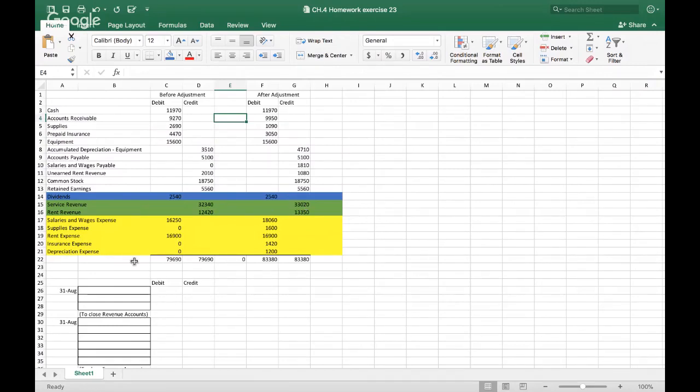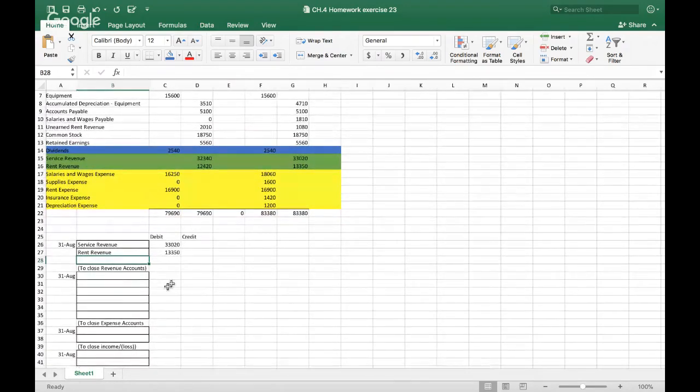The two revenues that we do have are the service revenue and rent revenue. So we're going to type in service revenue. Remember, we're zeroing the temporary accounts, and to zero this credit, we have to debit the amount that's in there. So we're going to debit 33,020 and 13,350. And since we're transferring this over to our retained earnings, both of our revenues and our expenses, we're going to have this as our income summary.